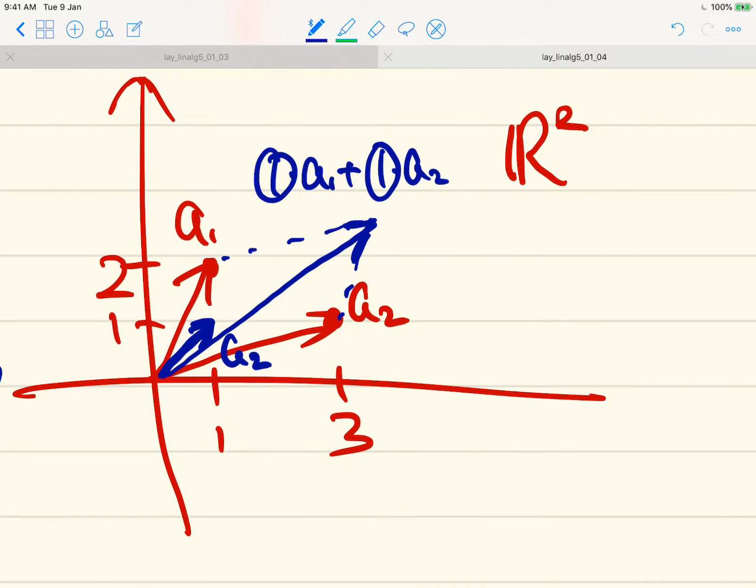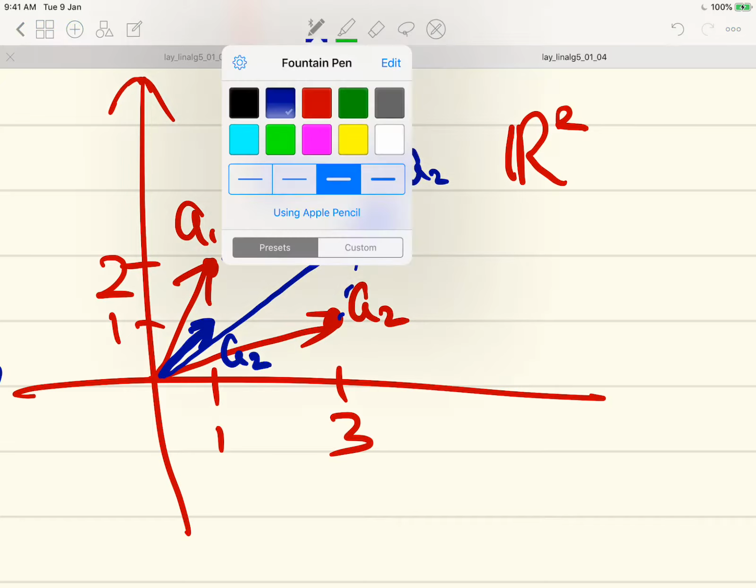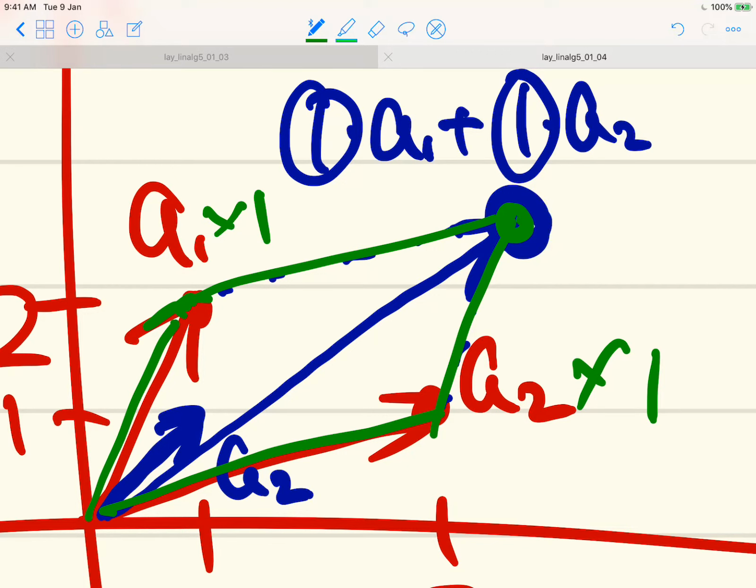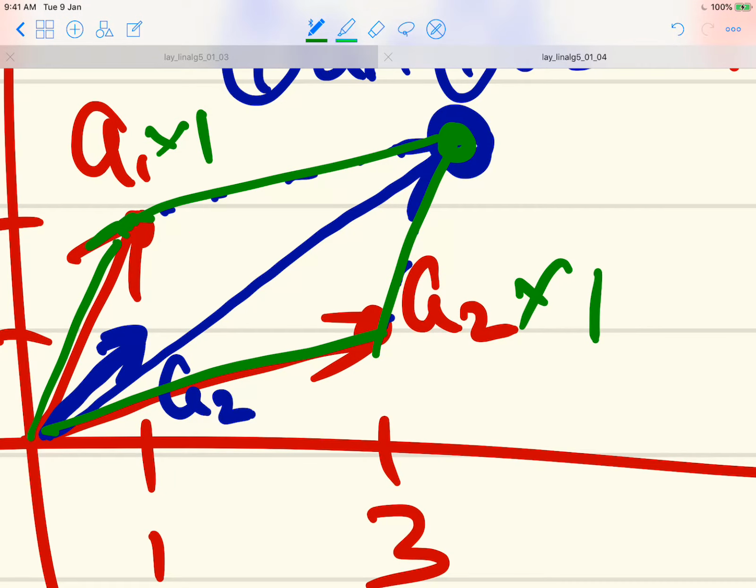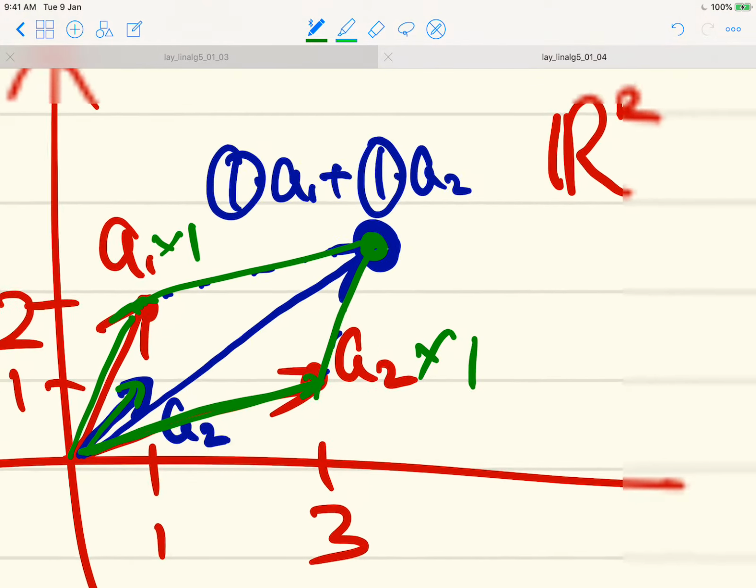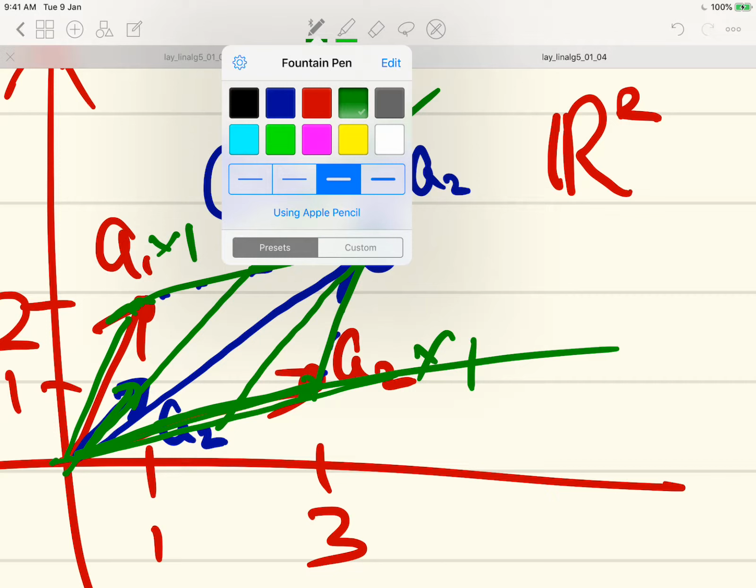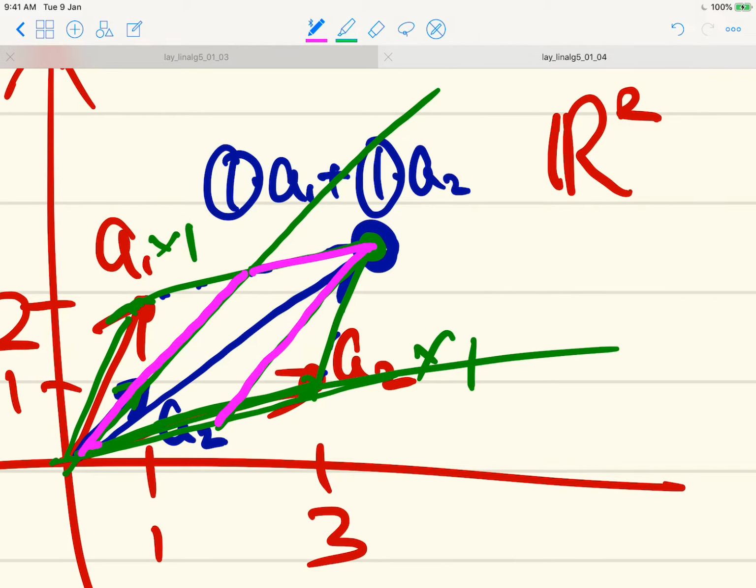So here, suppose we are given this point. How can we make this point? By using the parallelogram, it will be just like this: a1 times 1, a2 times 1. But we can also make this point using a different parallelogram, using, for example, this a2 and this a3, like this and like this, something like this. So this is clearly a different parallelogram.